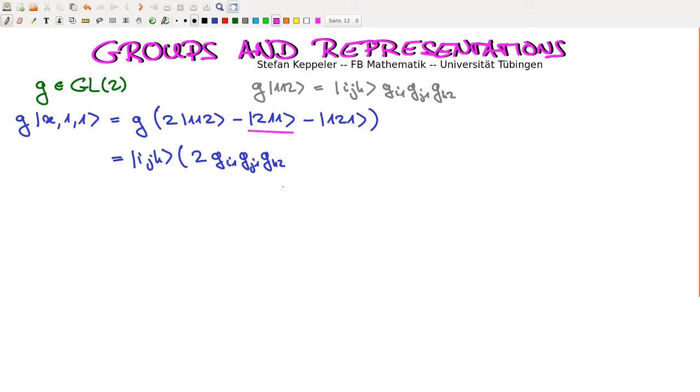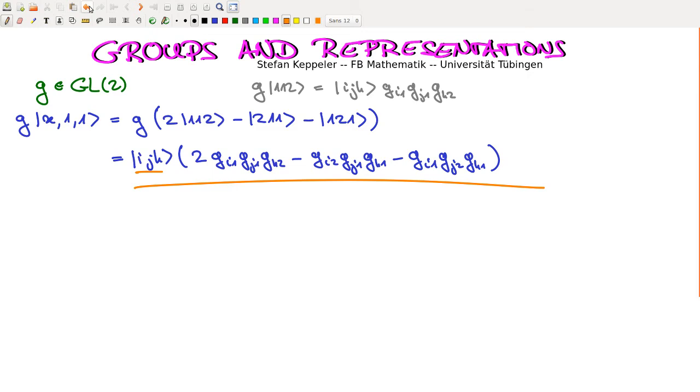And now we apply it to this one here, and that's minus G_I2, G_J1, G_K1. And from the last term we get G_I1, G_J2, G_K1. Okay, and we said summation over I, J, and K, each from 1 to 2. So this is a sum of 8 terms. And now we really have to spell these terms out.